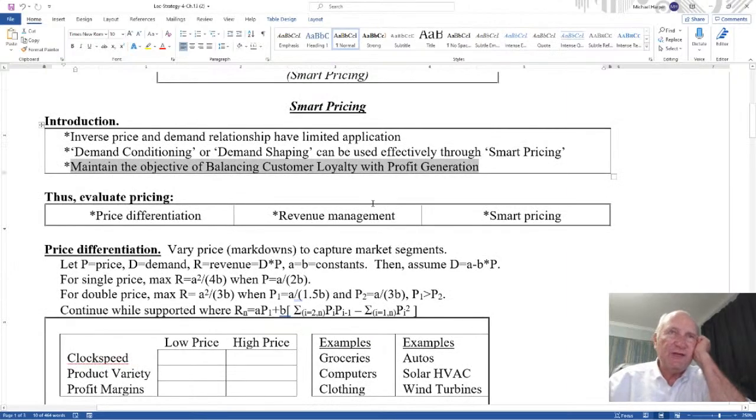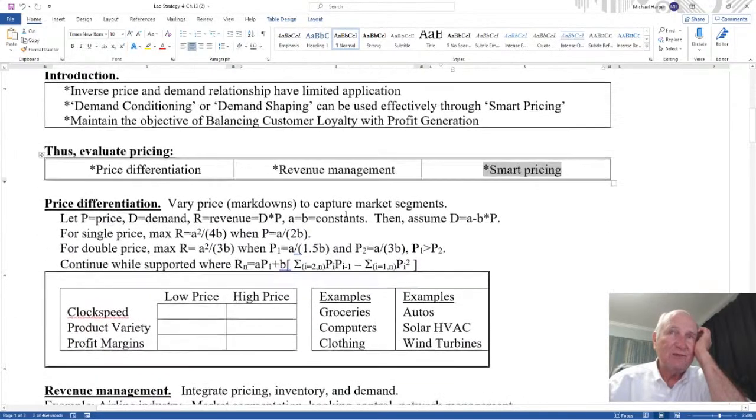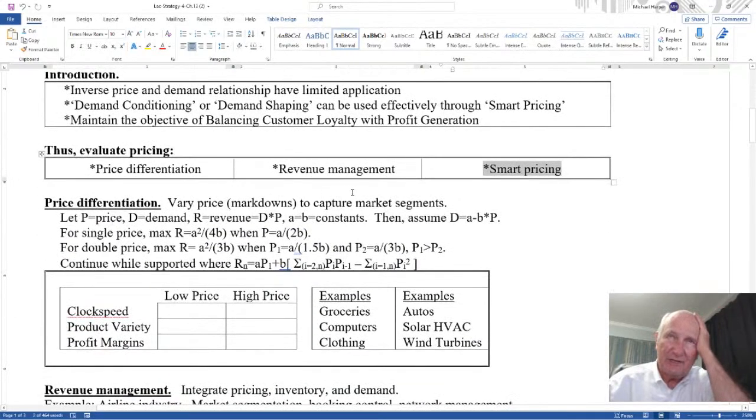Okay, three things. Price differentiation, revenue management, and smart pricing. Those are the three different customer pricing strategies or approaches that we're going to be looking at.